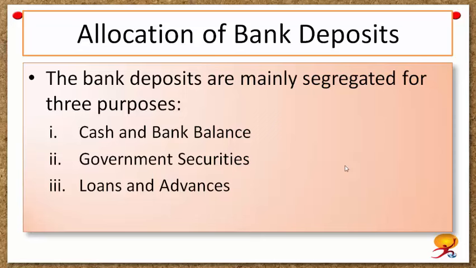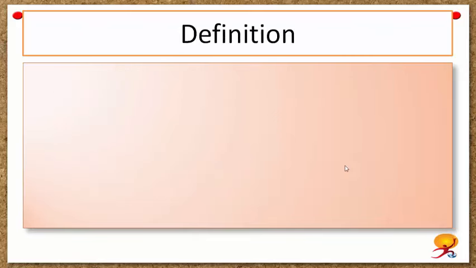Now cash and bank balance and government securities are way more liquid than loans and advances, but the first two do not get any interest return for the banks, whereas loans and advances get a substantial amount as interest for the bank. Now let us go to the definition of SLR.